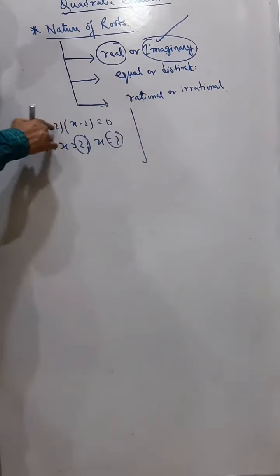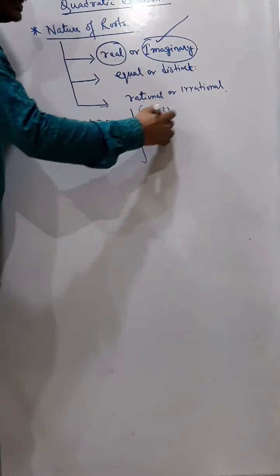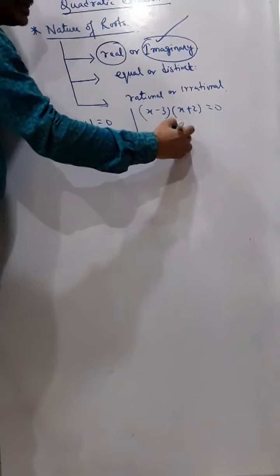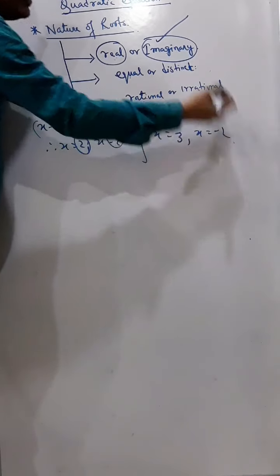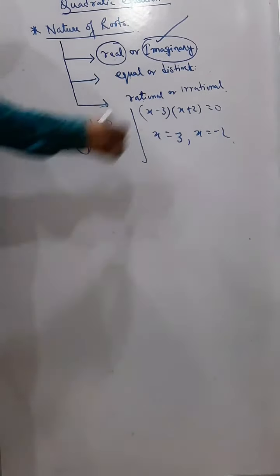And if both the roots are unequal, then we say they are distinct roots, like this. So finally we get x equals 3 and x equals minus 2. So therefore we say that the roots are distinct. Understand?